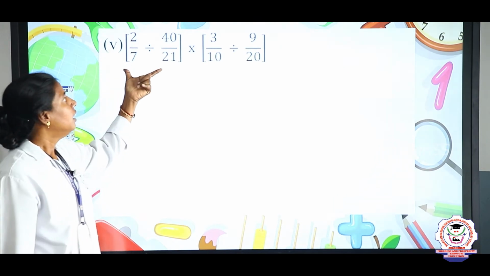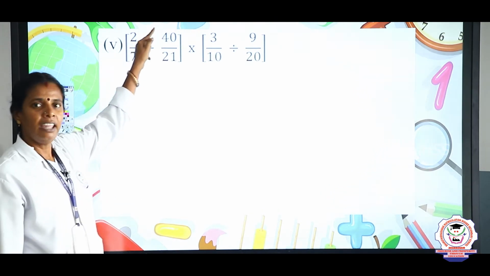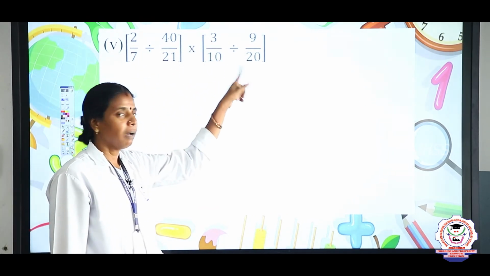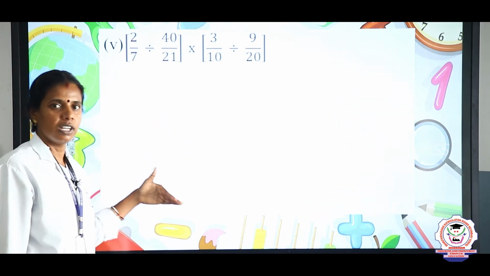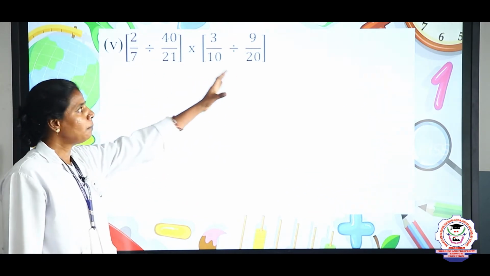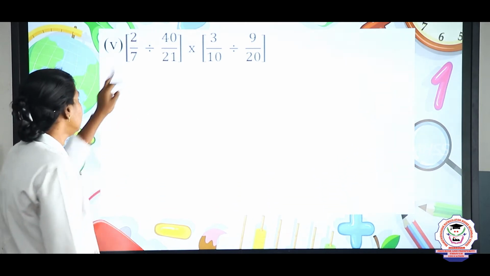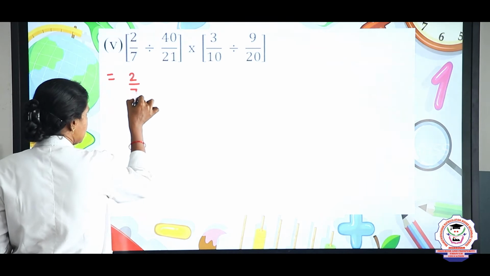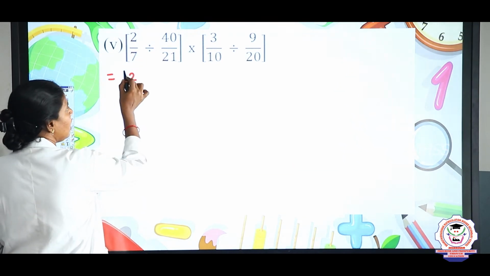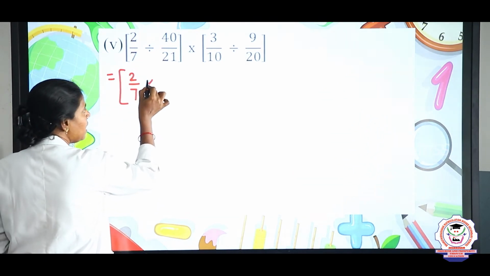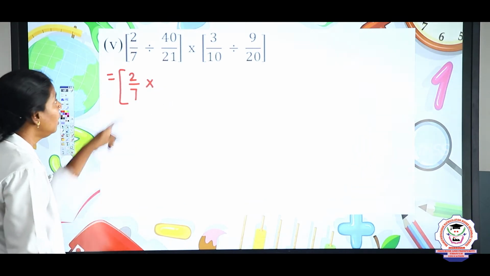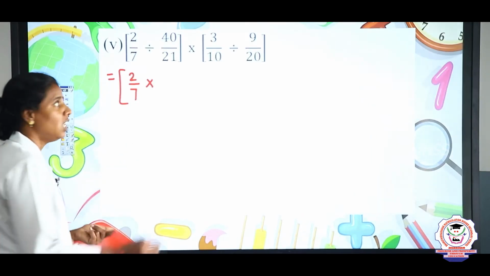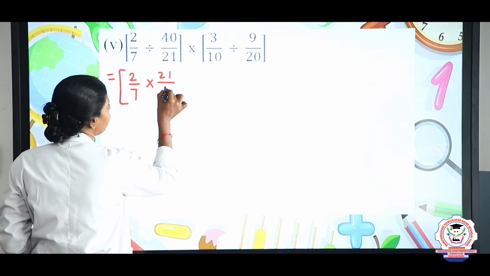see here, 2 by 7 divided by 40 by 21 into 3 by 10 divided by 9 by 20. We need to solve this. First we will solve the numbers which are given in the brackets separately. See the first step, 2 by 7 will be same. Here division is there, na. So the division symbol will be replaced as multiplication, and 40 by 21, how do we need to write? In the reciprocal. So 21 by 40.